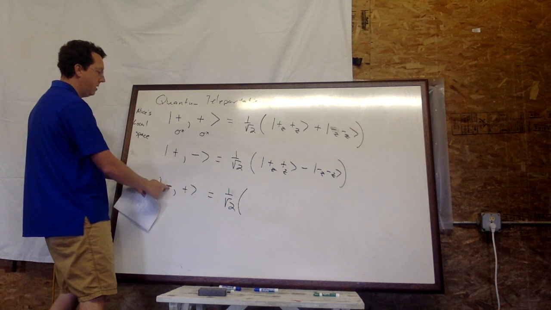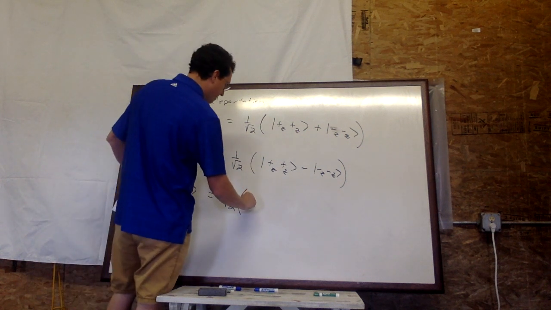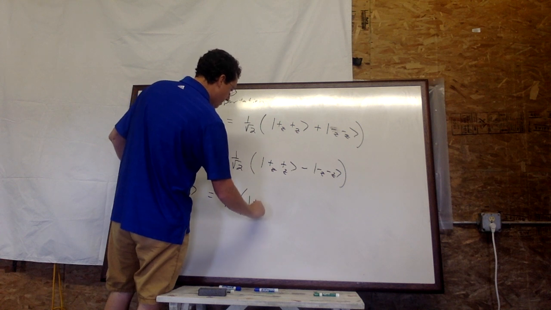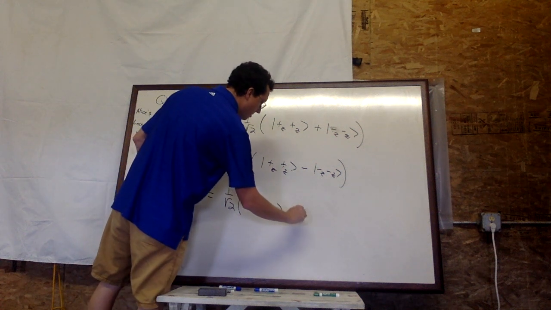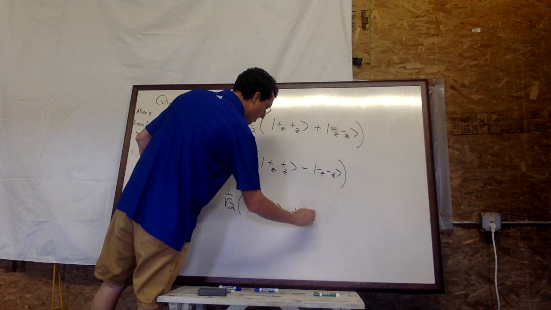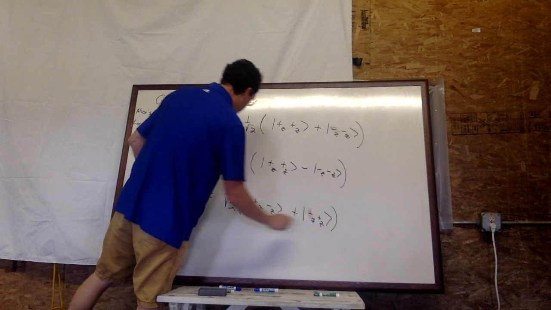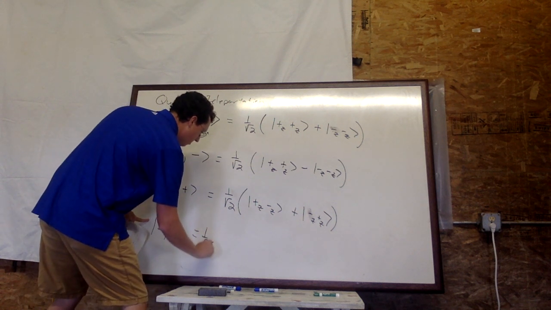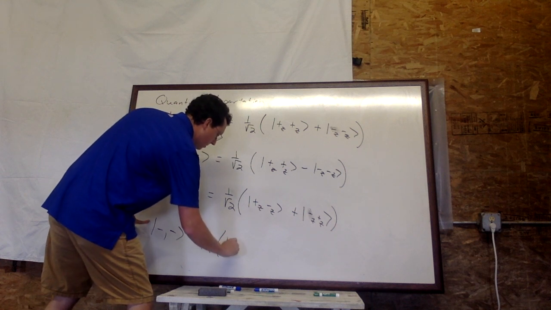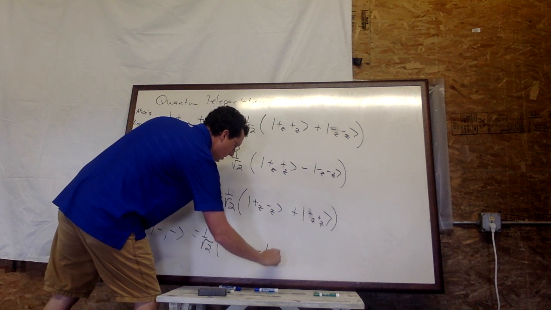This minus sign tells me that they are anti-correlated states, so they will have opposite spins. So then that would be plus z minus z, and then this tells me it's the positive superposition. Sorry, minus z plus z. And then this one is minus minus. It's 1 over root 2, and this will be plus z minus z minus minus z plus z.